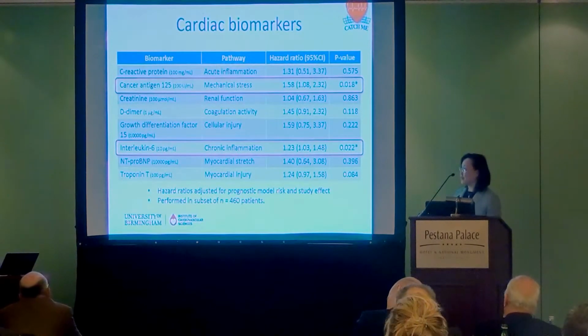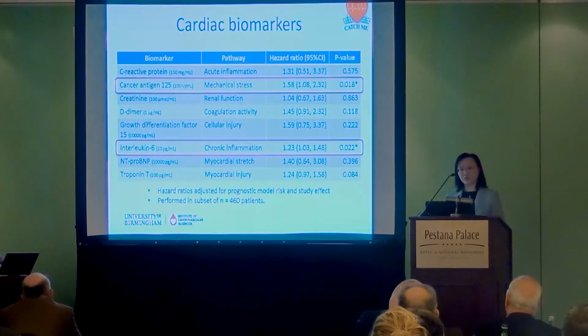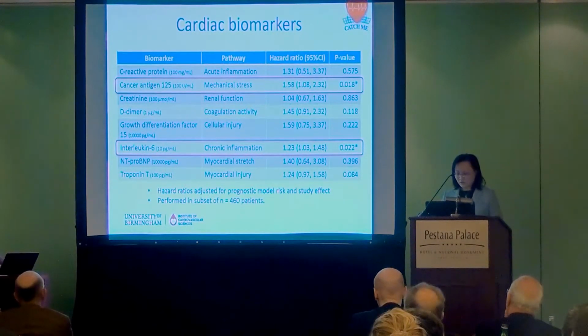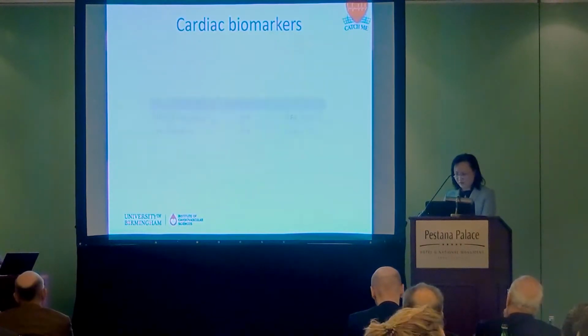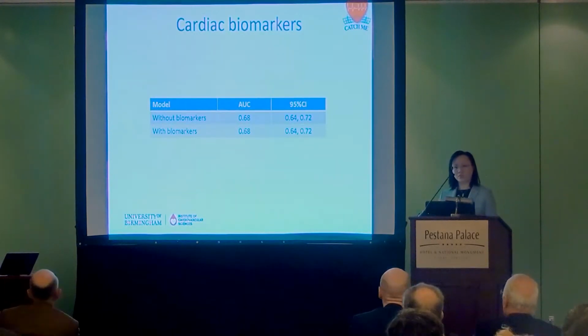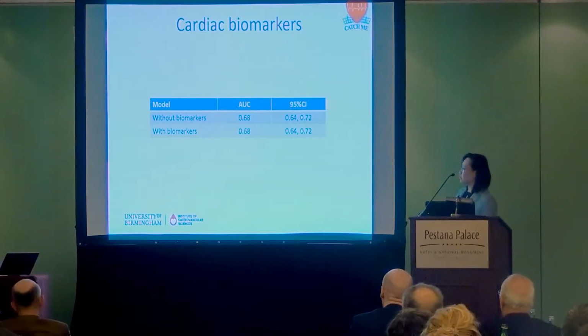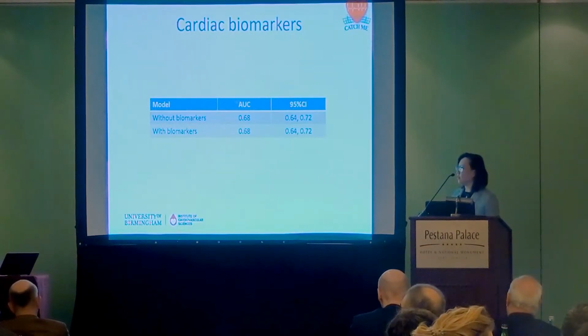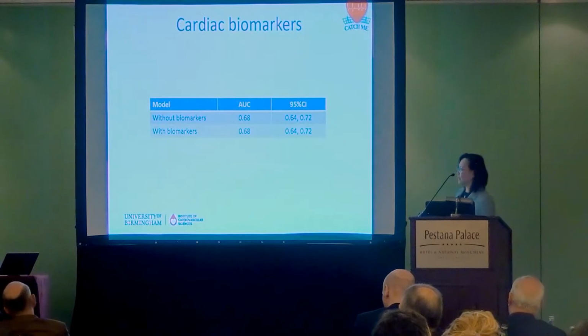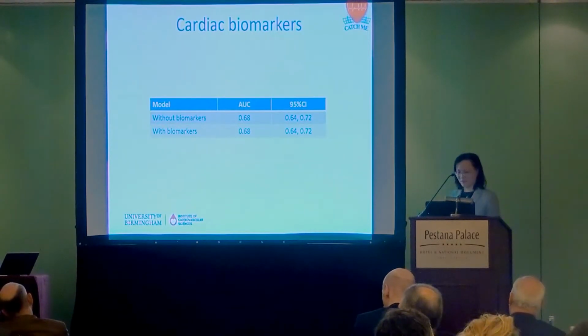We see that cancer antigen 125 and interleukin 6 were significantly associated with recurrent AF after being adjusted for the risk of all the other factors mentioned earlier, as well as differences between the studies. And we also question, is there an added predictive value of those biomarkers to the main model I presented earlier? And it doesn't seem to be the case. It seems that the area under the ROC curve, or the C statistic, with or without biomarkers for the model, remained exactly the same.